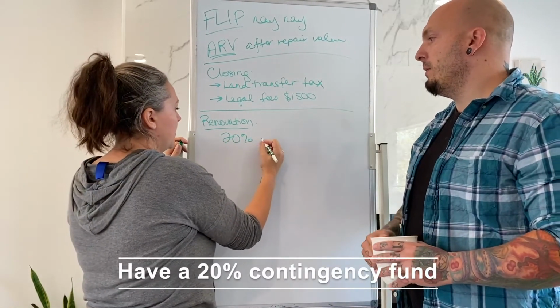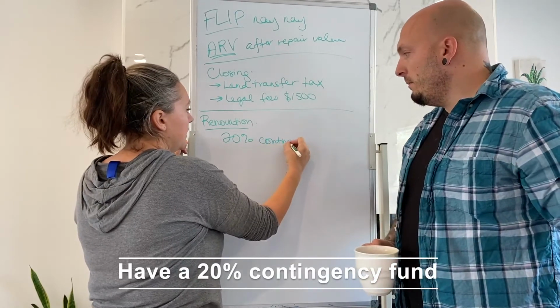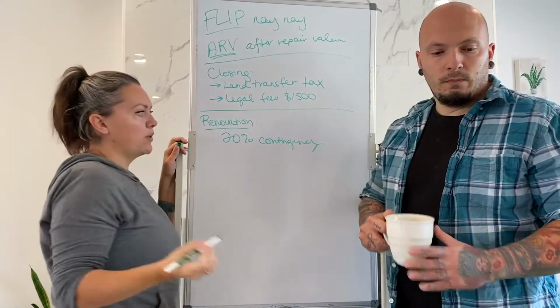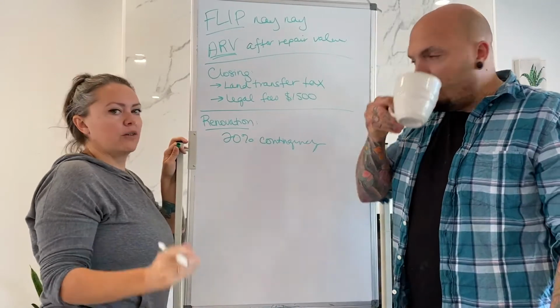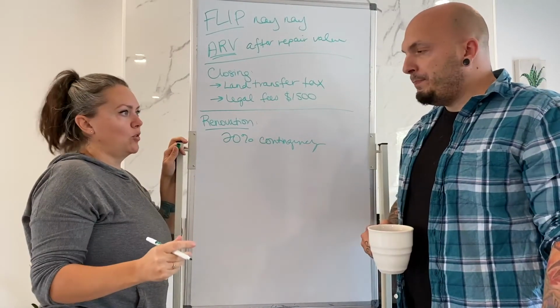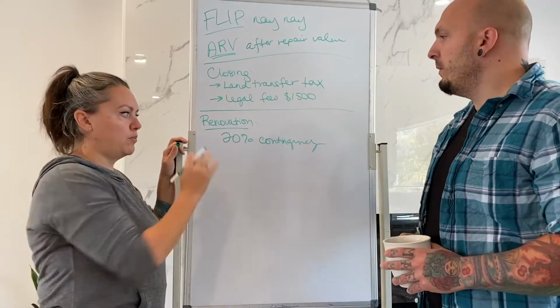We aim for a 20% contingency, and this is just based on our experience in renovations. Renovations are always going to go longer, and they're always going to cost a little bit more than you expected. So just be prepared for that.